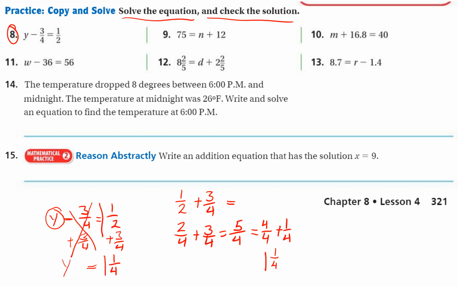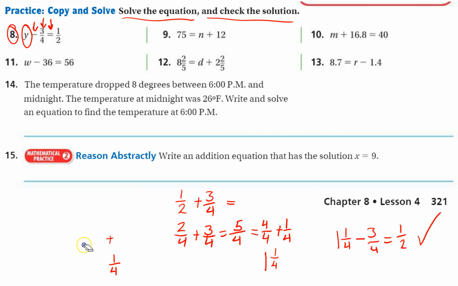Okay. Then I plug it in to check. 1 1/4 where I see the y. So here was the y. So I start with 1 1/4 minus, there's my minus sign, 3/4, there's my 3/4, equals 1/2. Is that in fact true? Yes, it is. Checks out. So notice all the work I'm showing to solve these problems. Okay, this is what I expect to see on your scratch paper. You need to be working these problems out. Show me what your thinking is.